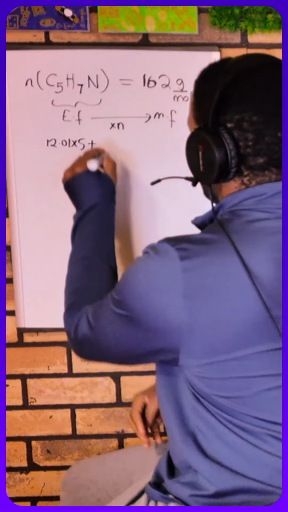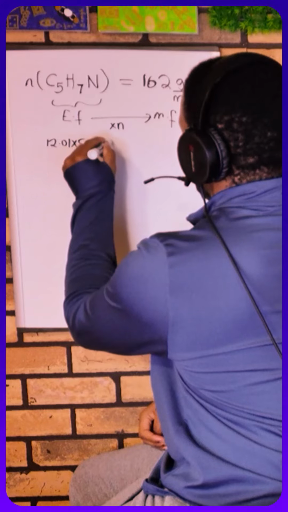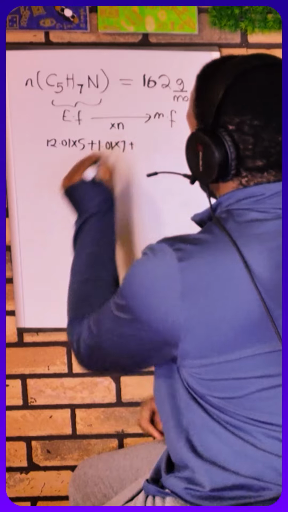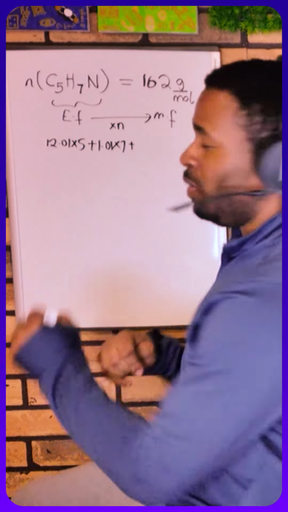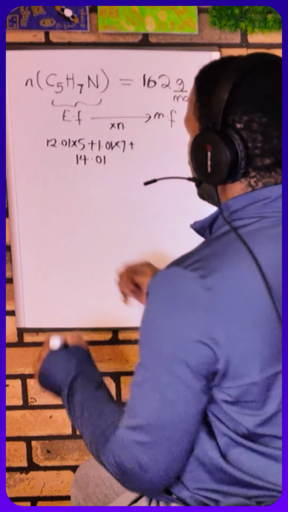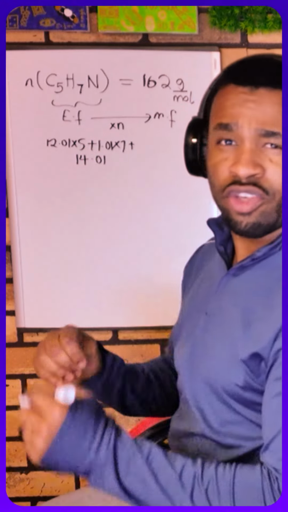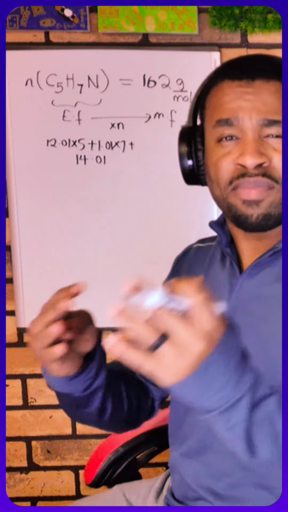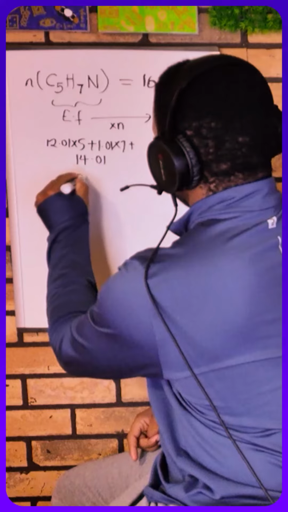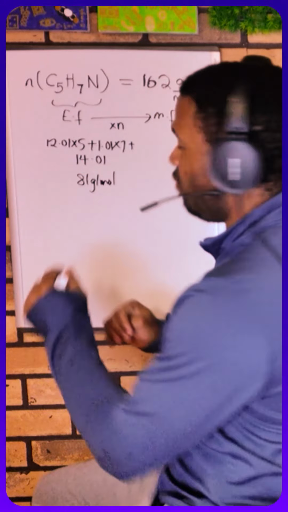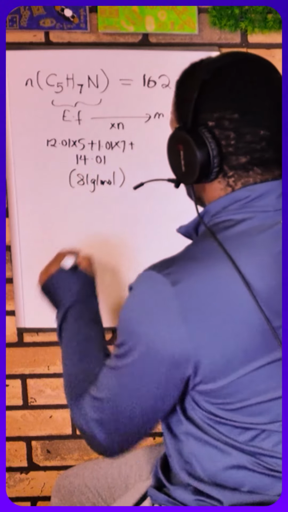We know hydrogen to be 1.01, and we have 7 of them, and the nitrogen is just one atom, 14.01. Once you do the math here, you should arrive at approximately 81 grams per mole, and this number is the empirical formula weight.